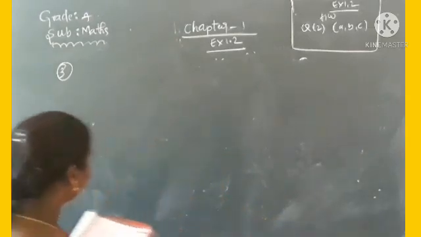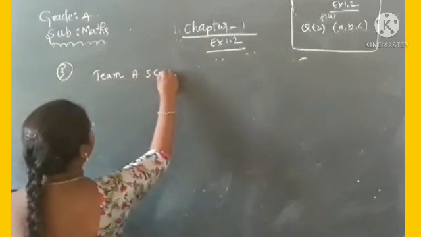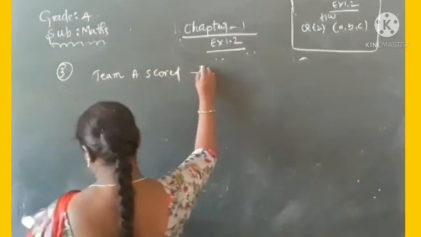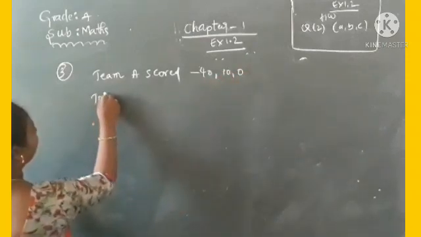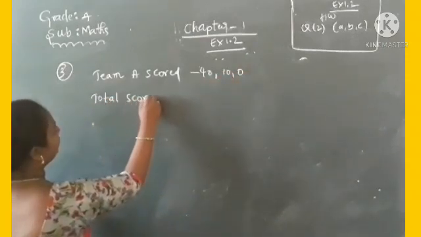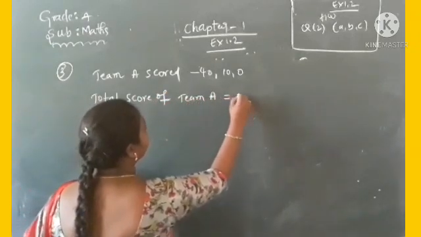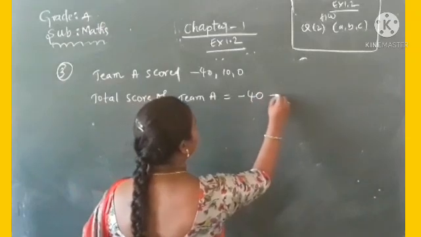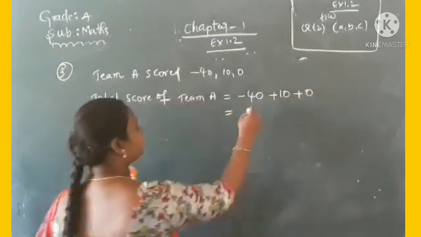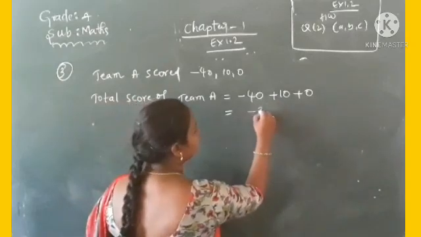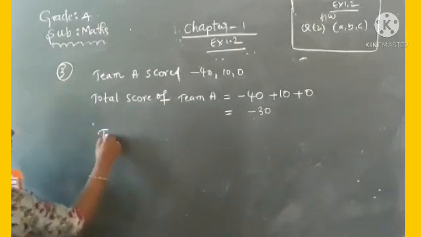Before that, we write the given. Team A scored minus 40 marks, 10, 0. Find the total score of team A. Total means do addition: minus 40 plus 10 plus 0. Minus 40 plus 10 is equal to minus 30. That is the score of team A.